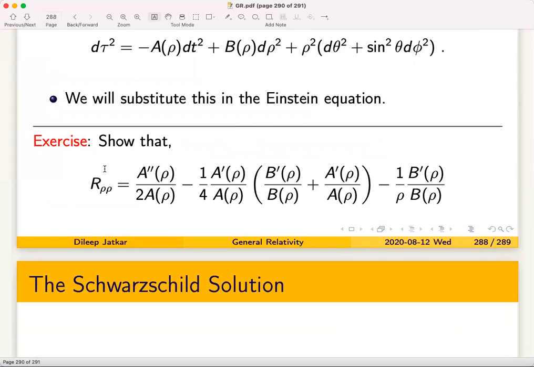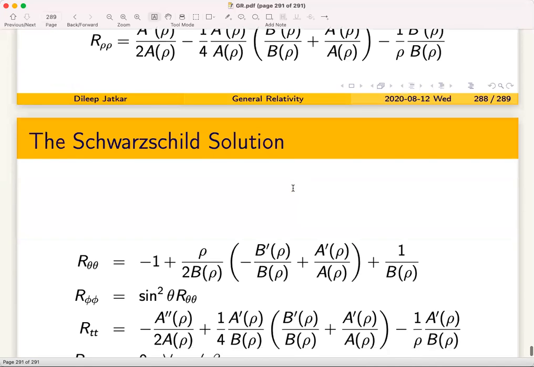Take these four components, substitute them into the Einstein equation, and show that you get R_rho rho equal to A double prime upon 2A minus a quarter (A prime upon A)(B prime upon B) plus (A prime upon A) minus 1 over rho times B prime upon B. Prime corresponds to the derivative with respect to the argument. Okay, this is one thing, and these are the other components.